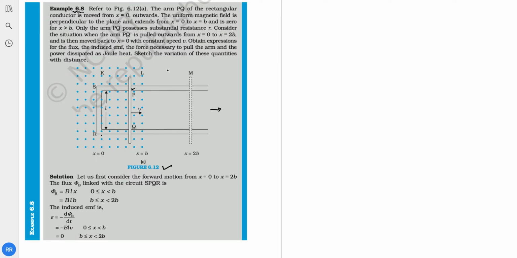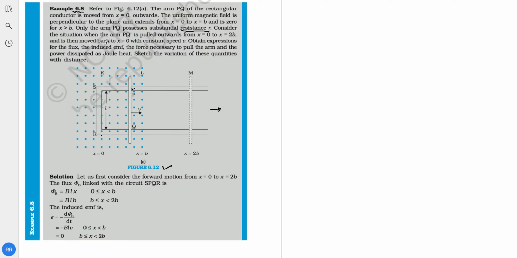And the uniform magnetic field, so this is the dot, shows that the magnetic field is uniform and perpendicular to the plane, and extends from x is equal to 0 to x is equal to b. वो 0 से लेके पहले b तक आती है. And for x is greater than b, there is no field. So only the arm PQ possesses the substantial resistance R. ये हम पहले डिस्कस कर चुके हैं.